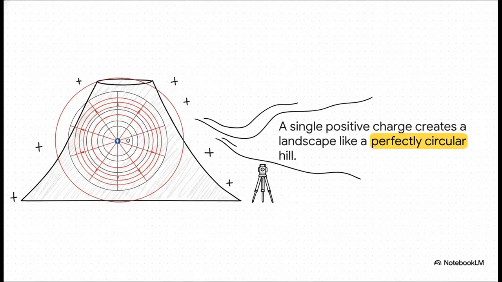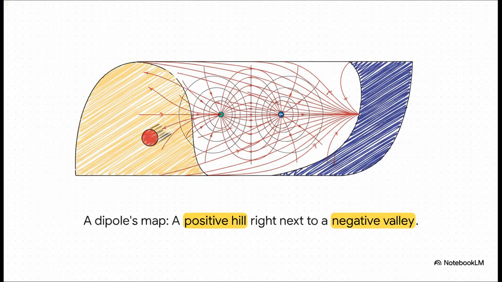The equipotential lines end up being these perfect circles, just like the contour lines of a volcano. Okay, now let's make things interesting. Let's add a negative charge next to our positive one. This setup is called a dipole, and honestly, this is where the landscape idea just clicks. The positive charge is our big hill, and the negative charge is a deep valley sitting right next to it.